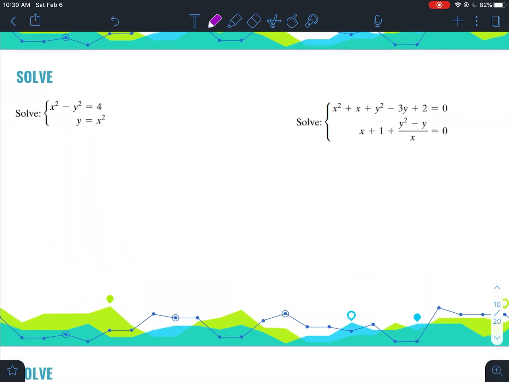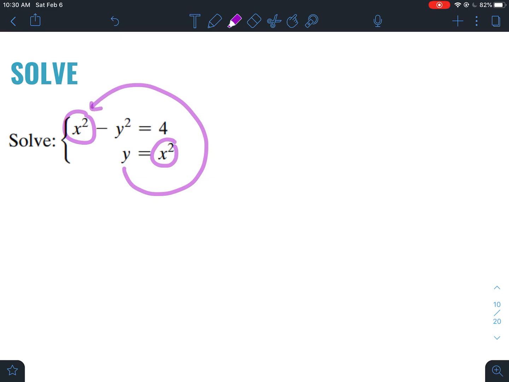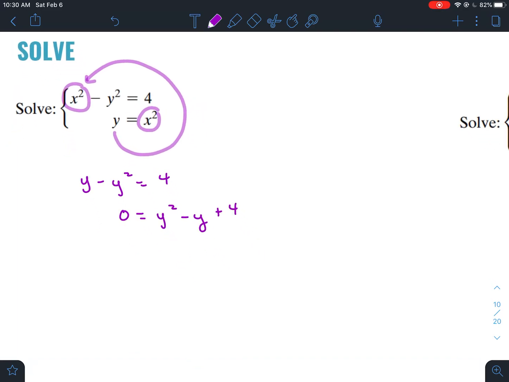All right, let's look at these two. x squared minus y squared equals 4, and y equals x squared. Well, notice I have y is equal to x squared. Since I have x squareds in both, I can replace that x squared in my top equation with the y. So I have y minus y squared equals 4. Add everybody to the other side, so 0 equals y squared minus y plus 4. Can I add to 4 or multiply to 4 and add to negative 1? No, so I would have to use the quadratic formula to solve this.